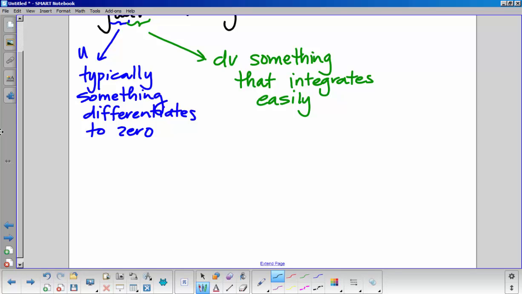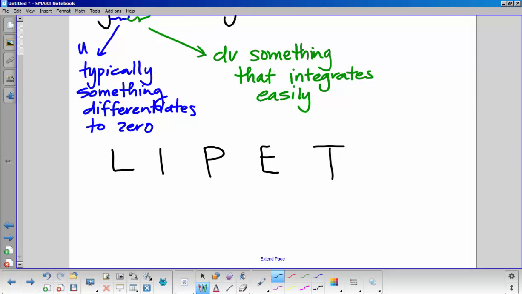So there's an acronym for the family of functions to choose as a hierarchy, the order in which you should choose u. And that's LIPET. So can you think of a family of functions that starts with L? Logs, good. So if we have a log in our integrand, then we choose that as u first. What about I? Inverse trig.